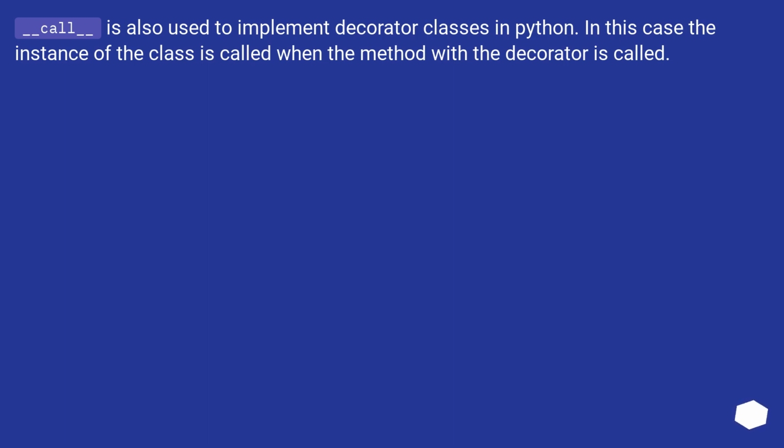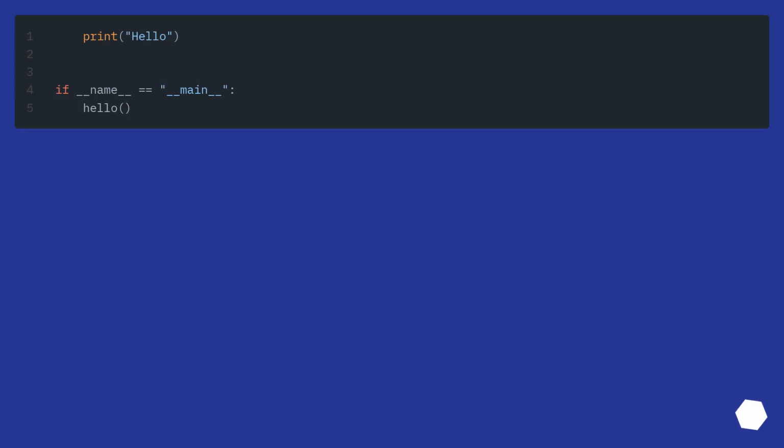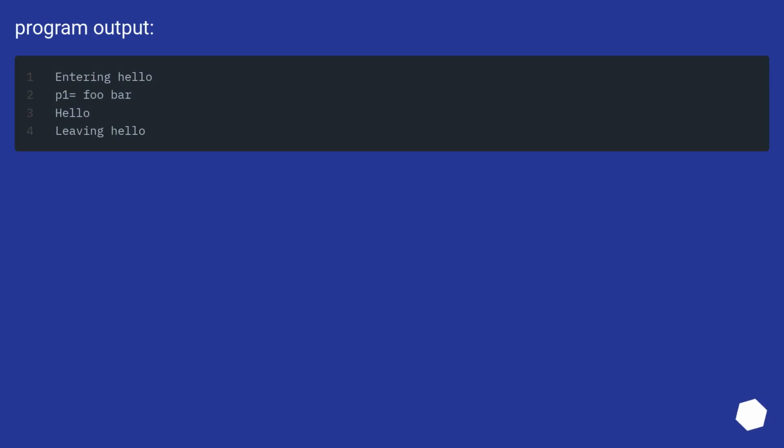__call__ is also used to implement decorator classes in Python. In this case, the instance of the class is called when the method with the decorator is called. Program output.